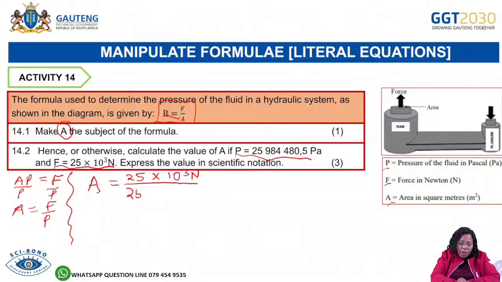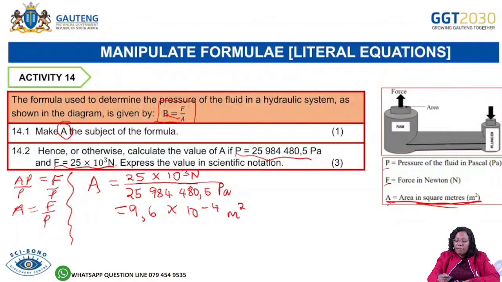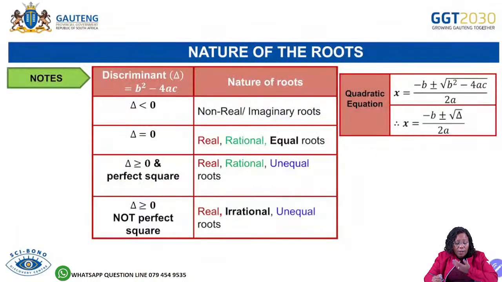P is 25,984,480.5 pascals. And then when you divide these two, in scientific notation they give you 9.6 times 10 to the power minus 4, which will be in square meters, since the area here is given in square meters. So these 3 marks will be for the substitution of F and P, and then for your answer in scientific notation.